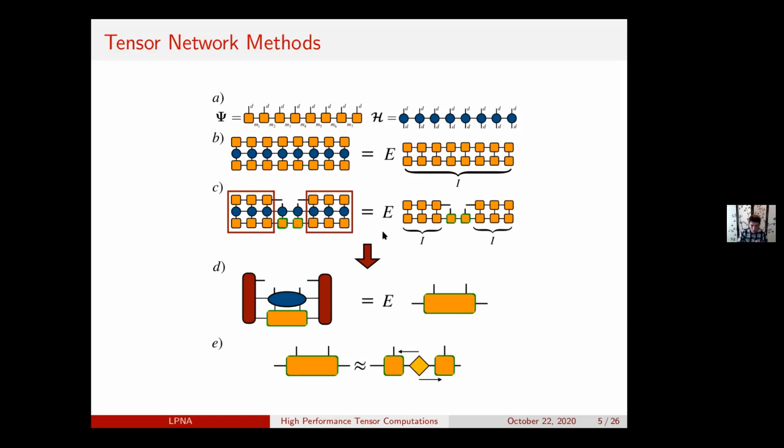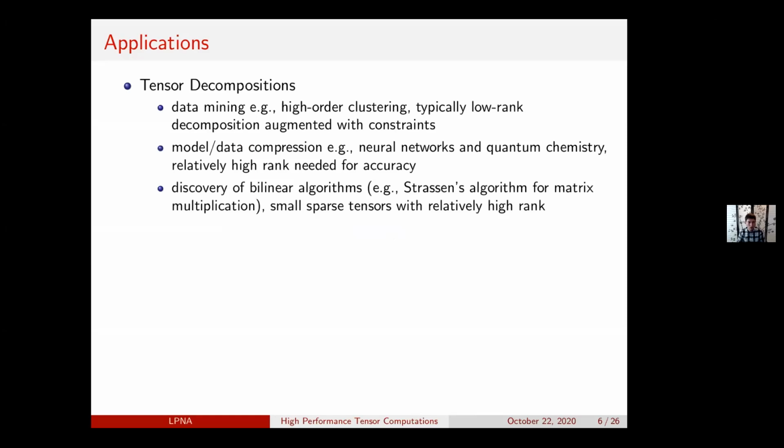Okay, and I'll get back to tensor network methods and some of the things that we're doing in this area a little bit later in the talk. But first I wanted to talk a little bit about the spectrum of applications for tensor decompositions, tensor networks, and tensor contractions. So tensor decompositions have a couple of different uses, which also differ in the computational problems that result.